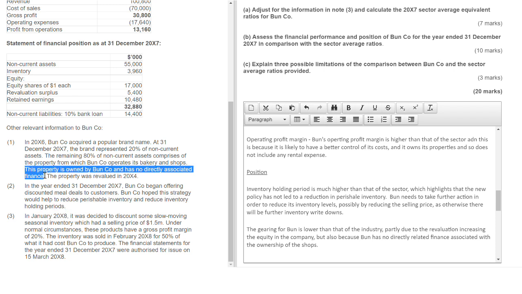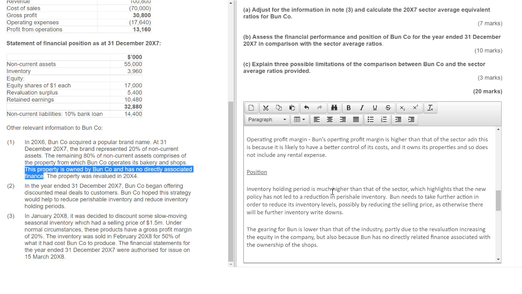In part 1. Okay. There's no directly associated finance, so we haven't had to borrow to purchase those shops. If we did, we would have increased amount of debt. We have some debt there. That bank loan is just there for other purposes within the business. Here, we own our property. We've revalued it. We've increased the equity. We have a lower level of debt than the rest of the industry. If the rest of the industry does own its property, then maybe they have used debt to finance it. Therefore, they have much higher levels of debt.